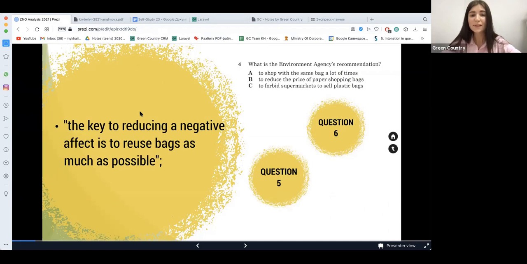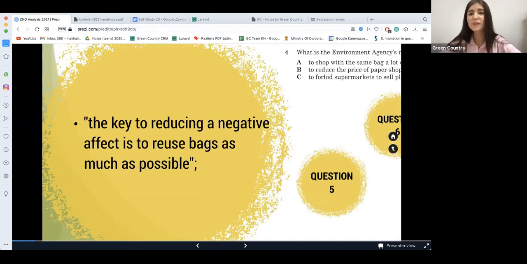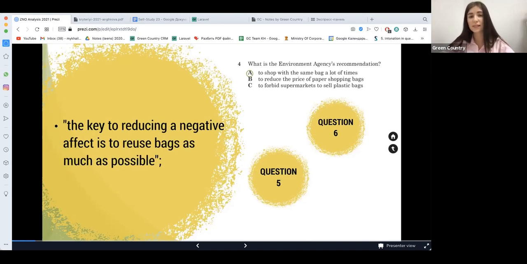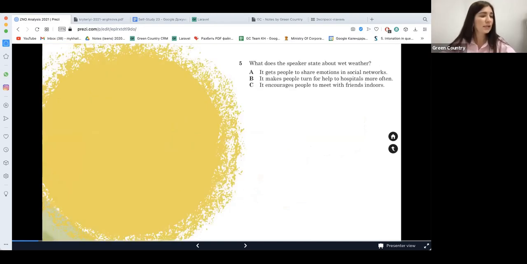Okay, so basically the correct option here is A, to shop with the same bag a lot of times. A lot of times is a synonym of the word reuse. So here it's not very obvious, but you just need to think deeper when we have such a question. This is one of the confusing questions in this listening task. Let's move on to task number five, question five.